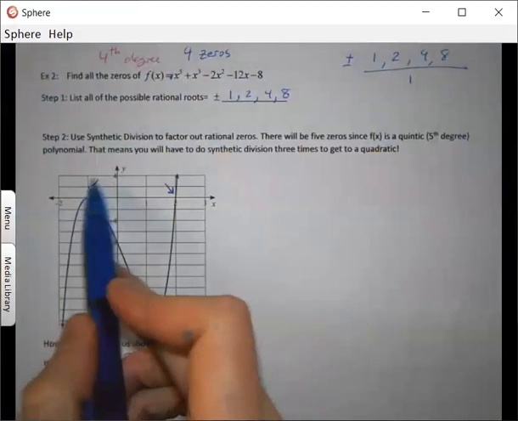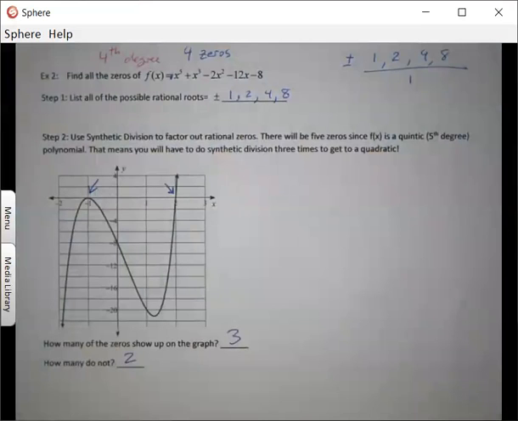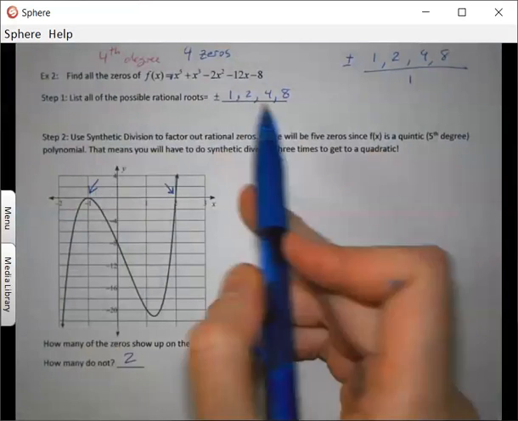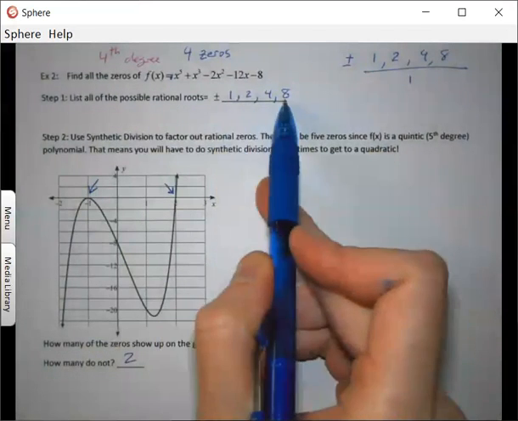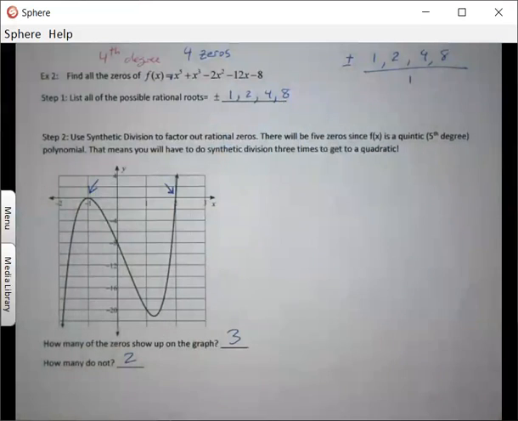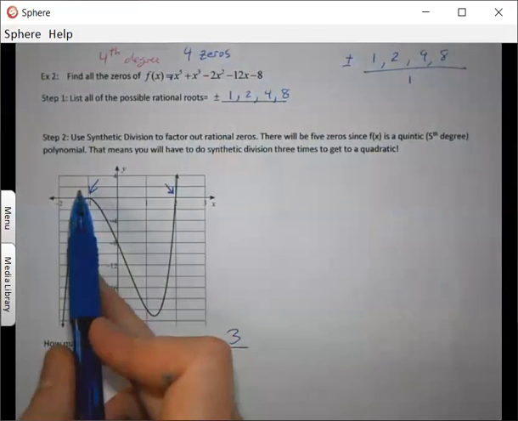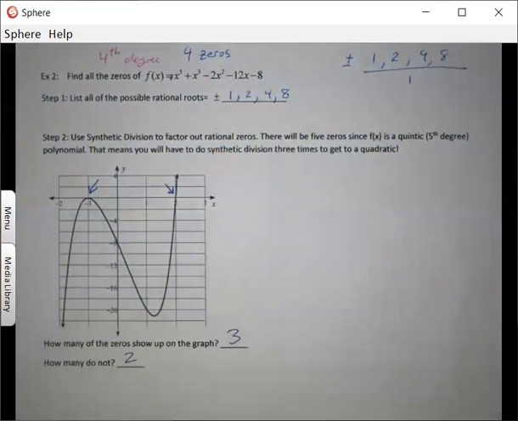Now this double root is something that can make the synthetic division a little more difficult. If it's possible, you'll have to use the same number twice. We can see it here, so let's use it. I'm going to do synthetic division to get down to where we can find the roots that do not show up.